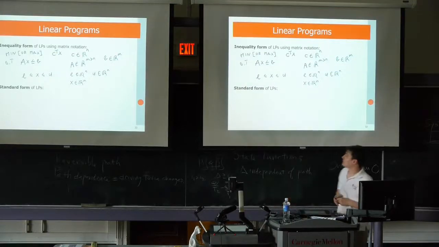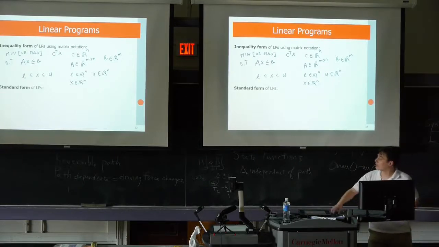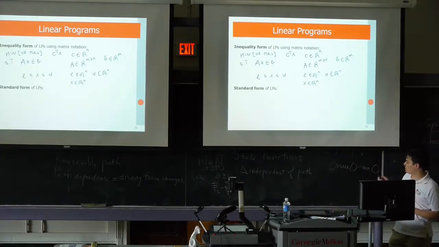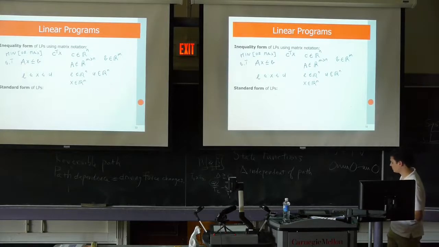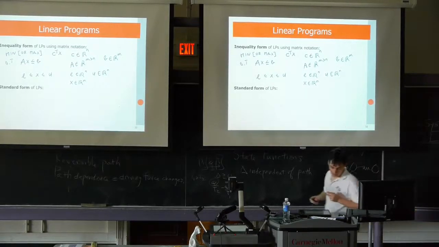Okay, so we already discussed this actually, that this is what's called the inequality form of linear programs using matrix notation. We want to minimize or maximize the cost function c transpose x, where x is in the n-dimensional Euclidean space. We have some linear constraint A x is not bigger than b, and the x vector is between the l vector and the u vector, where between is a coordinate-wise order. Okay, so this is the inequality form.